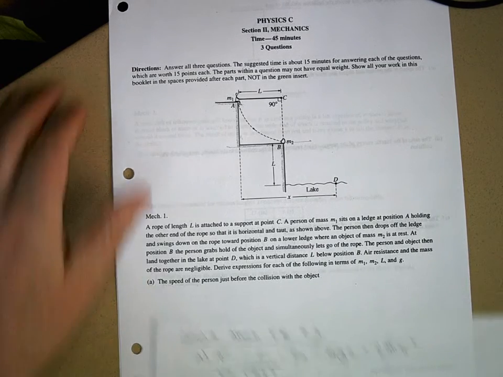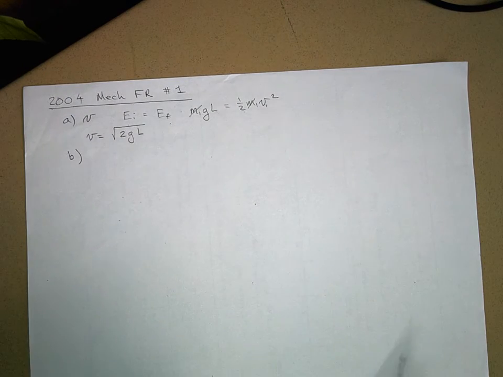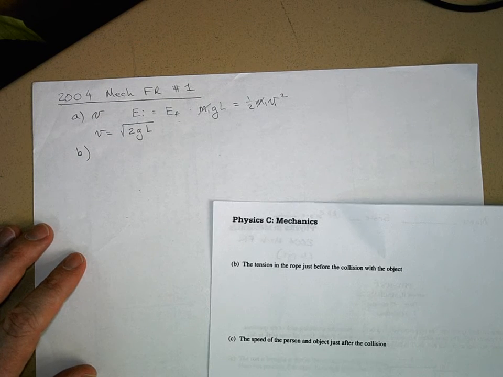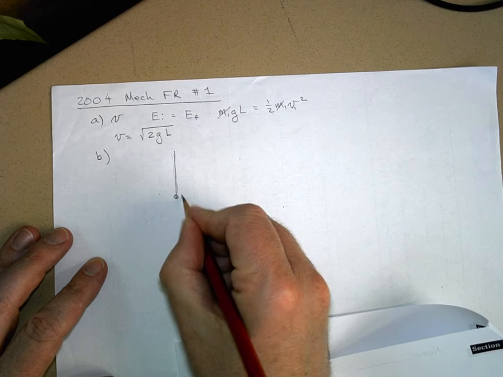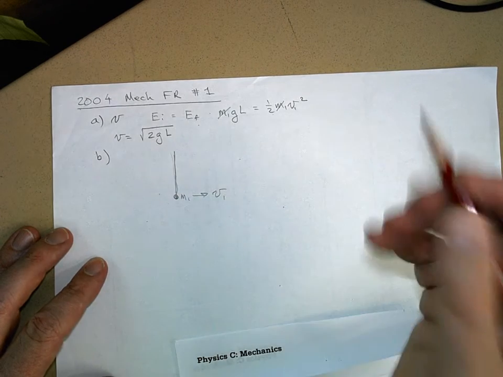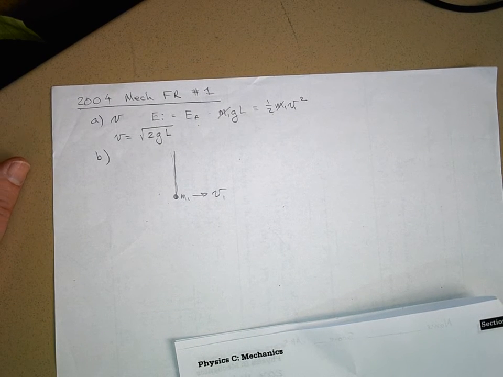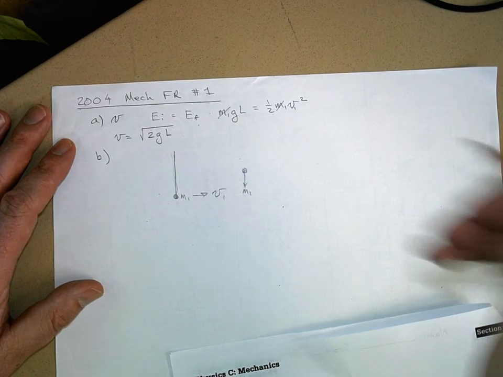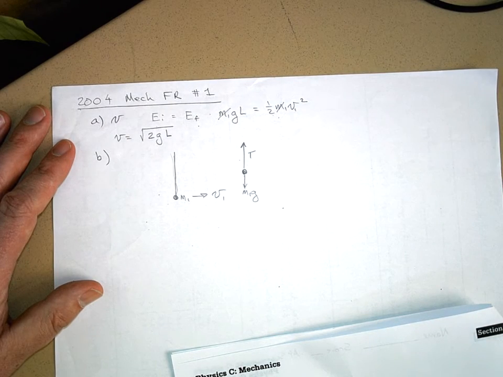And part B. The tension in the rope just before the collision with the object. So here our object is moving down like this with M1, and they've got this speed that we just calculated, that V1. And what kind of motion is this? Well, they're swinging on a rope here, so it's going to be a centripetal motion. If I drew a free body diagram of this guy, you've got M1 times g, and then you've got the tension in the rope, and that's what we're trying to find.